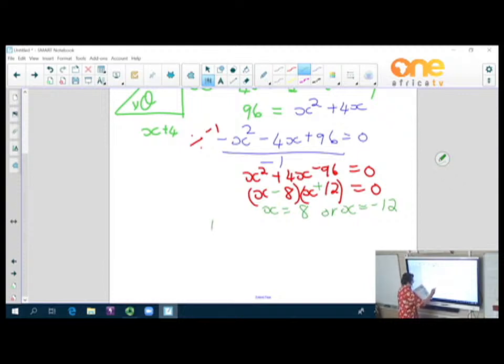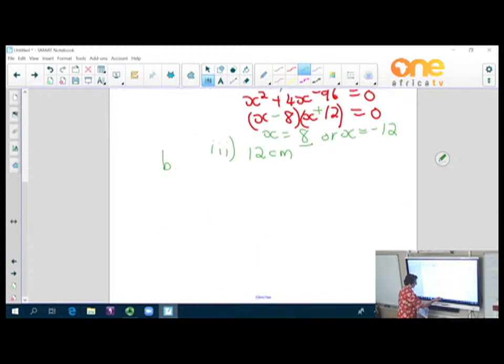And then now at number 3, we have to find AB, this side. We choose this one, x equals 8. This is the correct answer. And plus 4, so the answer would be 12 centimeters. Right, now we're looking at number B. Number B says tan y is equal to 1 over 6, and we have to find the value of y.